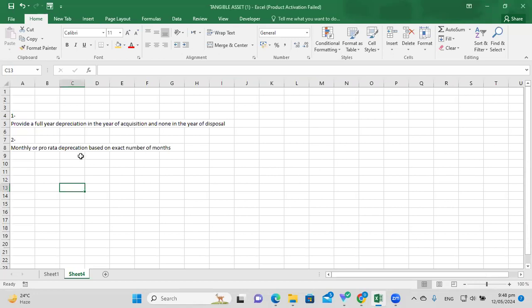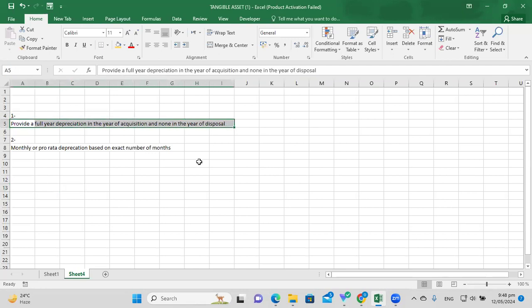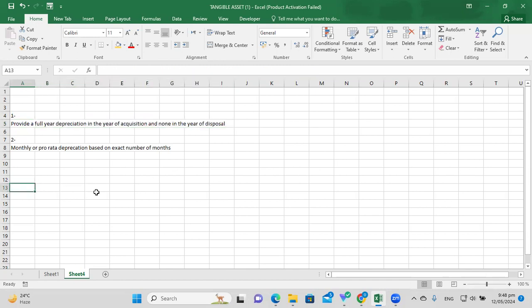Okay, so what are the examples for this? First of all, it is written that provide a full year depreciation in the year of acquisition and none in the year of disposal. Now, what does this mean? For example, we bought an asset in 2010 for $1,000. All right. Sorry, just wait a second.